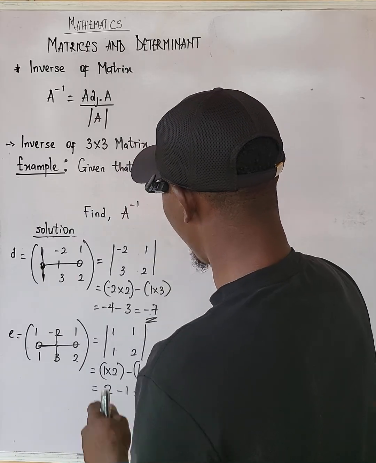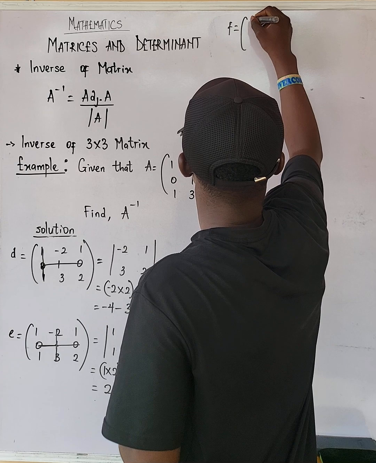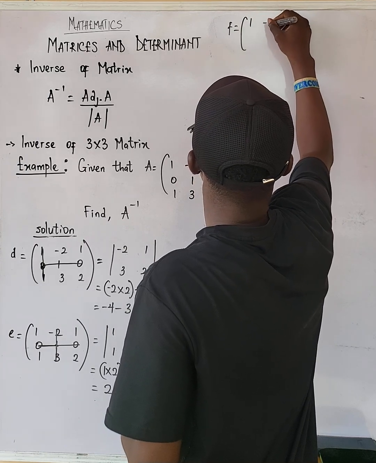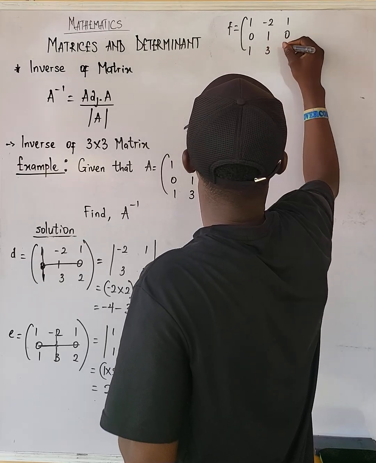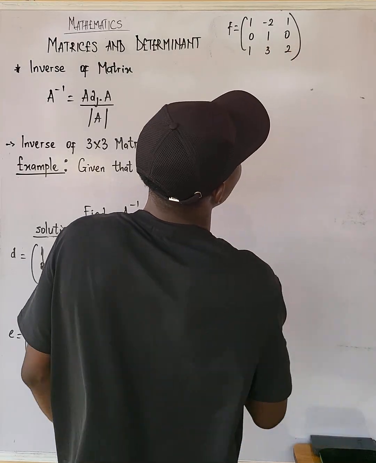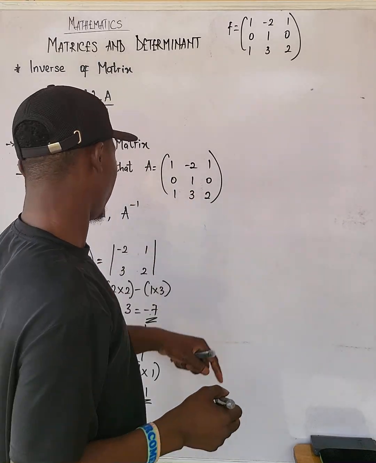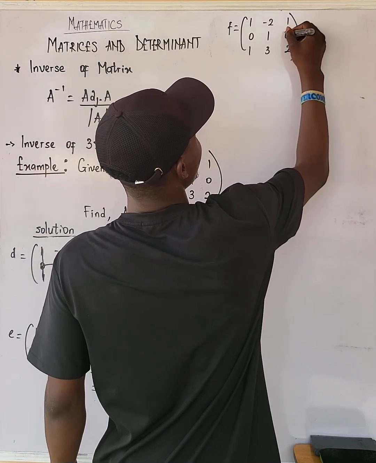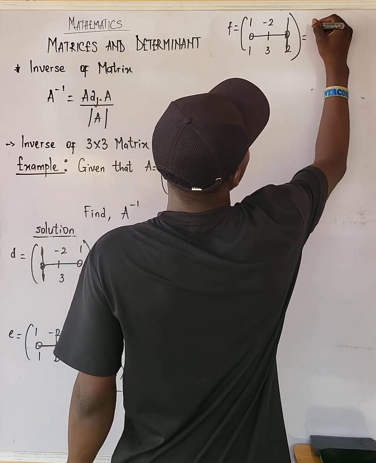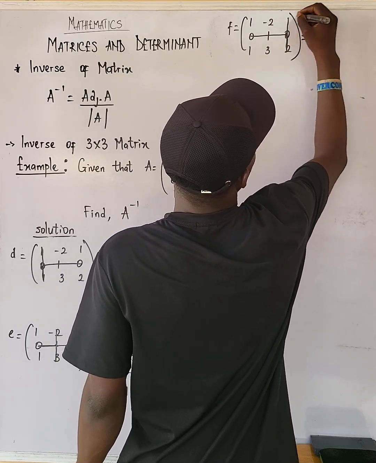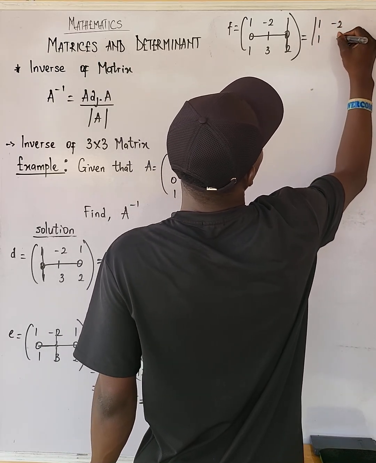Now going for F, you write the question, which is what? 1 minus 2, 1, 0, 1, 0, 1, 3, 2. Now this F is on which position? A, B, C, D, E, F. F is on which position? This 0, right? Cancel the row, cancel the column. What are we left with? 1 minus 2, 1, 3, right?